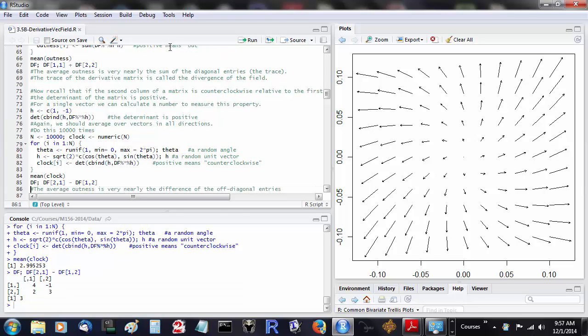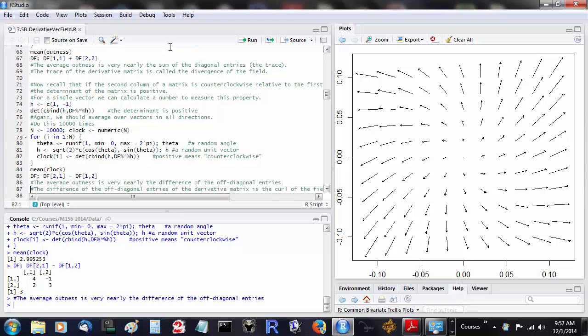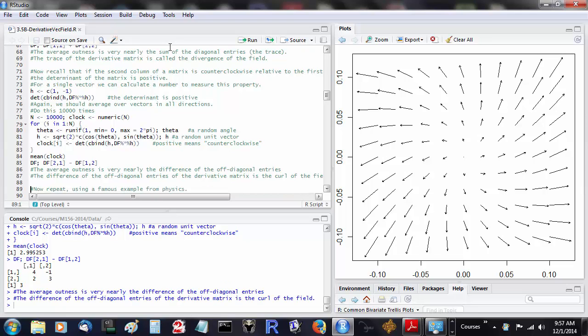If I look at df, I discover that the difference between the off-diagonal entries, lower left minus upper right, is equal to 3. This quantity is called the curl of the vector field. It results from the difference of the off-diagonal entries in the derivative matrix. Positive means the field circles around counterclockwise. Negative means it circles around clockwise.